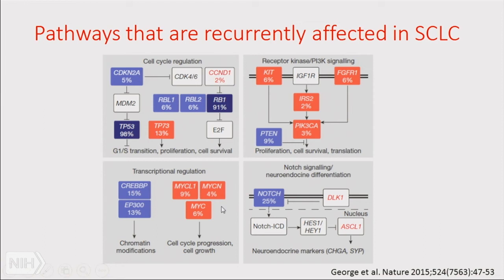So here in the lower right panel it shows that the Notch family genes are commonly mutated in small cell lung cancer. Notch signaling is very important in controlling the neuroendocrine differentiation by affecting the expression of ASCL1, as shown here. ASCL1 is a master transcription factor for the neuroendocrine differentiation, and Notch signaling can suppress the expression of ASCL1. So in small cell lung cancer, when the Notch receptor is mutated, it decreases Notch signaling so that ASCL1 can be upregulated. That leads to the neuroendocrine differentiation in small cell lung cancer.